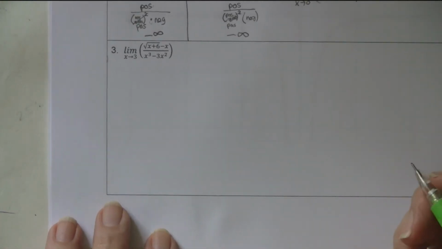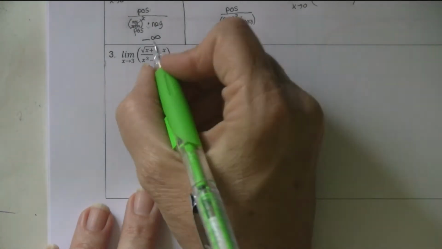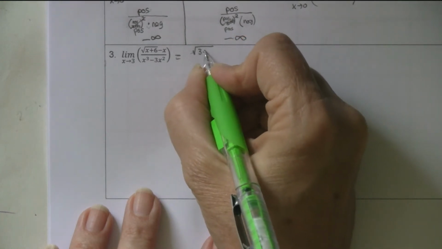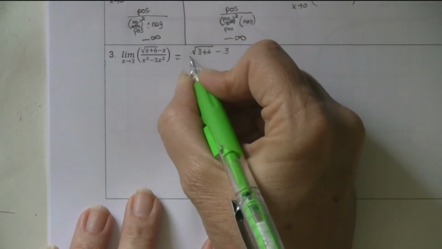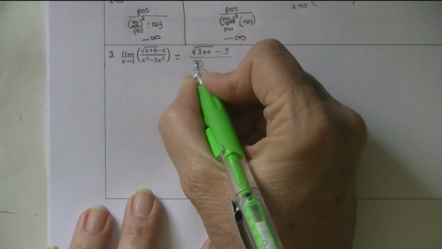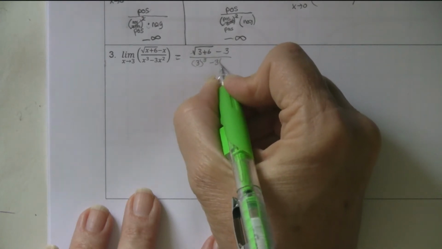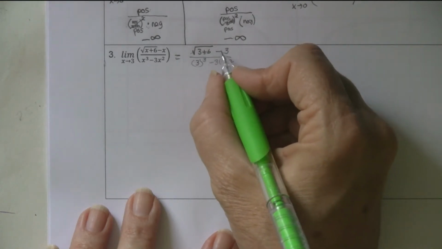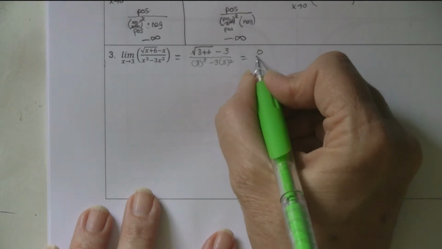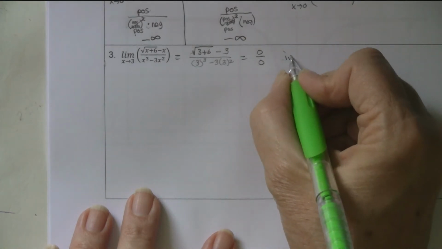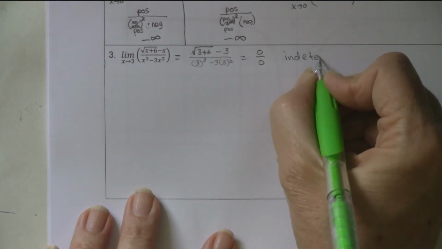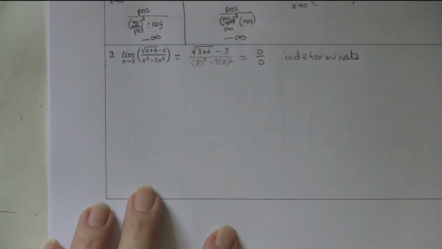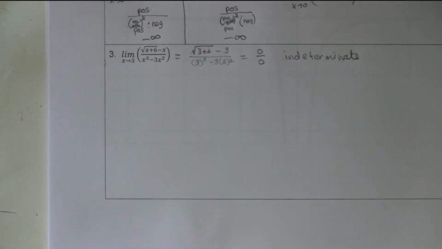And then this one here, when I go and I substitute in, right, I'm going to get the square root of 3 plus 6 minus 3 over 3 cubed minus 3 times 3 squared. And see, that's going to give me 3 minus 3 is 0. This one's 0 over 0. And so that tells me indeterminate. And that means it's probably a hole in the graph. Most likely it's a hole in the graph.